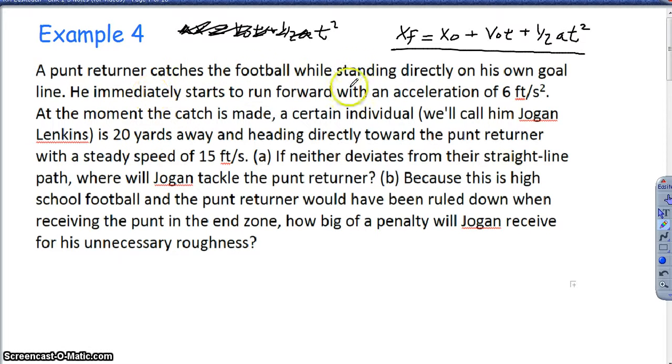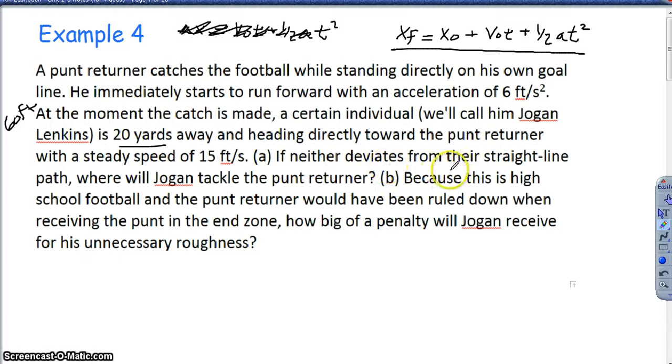So a punt returner catches a football while standing directly on his own goal line. He immediately starts to run, so we'll assume he was at rest, with an acceleration of 6 feet per second squared. Notice it is feet, but that's okay as long as our units are consistent. At the moment the catch is made, a certain individual, we'll call him Jogan Lincolns, is 20 yards away, so we would want 60 feet, right, instead of 20 yards, and heading directly towards the punt returner with a steady speed of 15 feet per second.